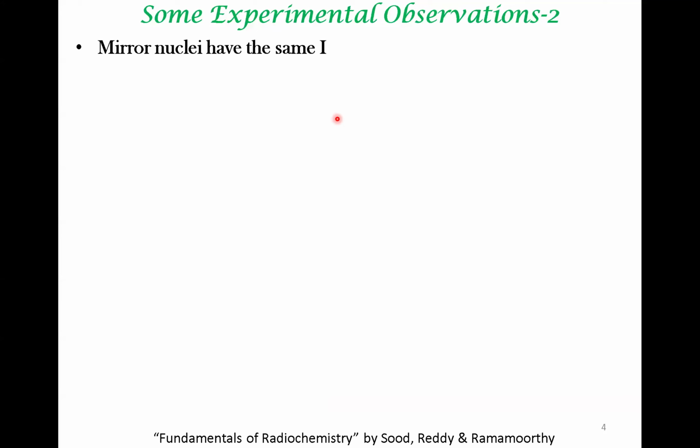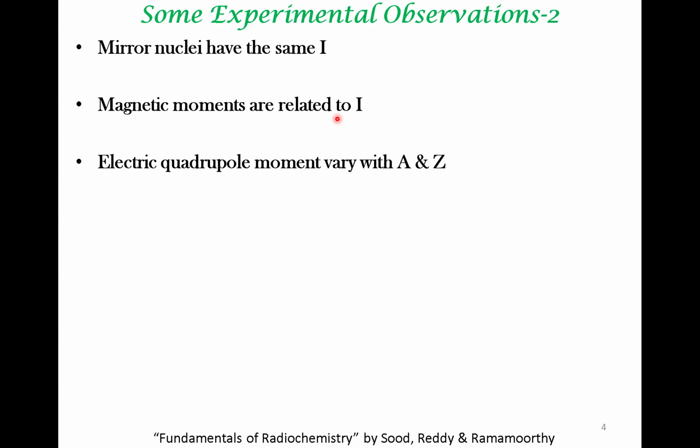You can go and refer to what we mean by this quantum number I. Magnetic moments are related to I alone, and as the A and Z increase or change, there are trends in the electric quadrupole moment. From a nucleus being spherical, there is a deviation from a spherical nucleus. The extent of deviation is quantified by the electric quadrupole moment. That has to be rationalized.